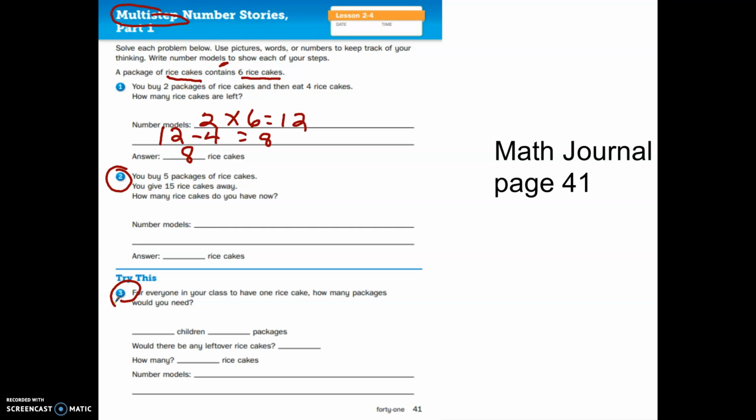Number 3 says for everyone in your class to have 1 rice cake, how many packages would you need? So if we have a total of 20 children in our class. So I'll give you that information, but you're going to use the information from up here to help you solve the rest of the problem.